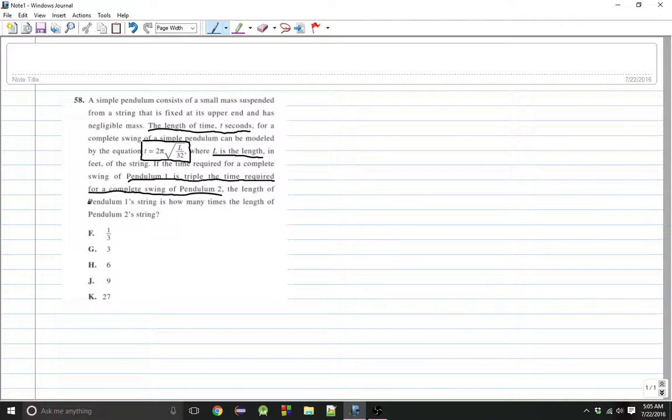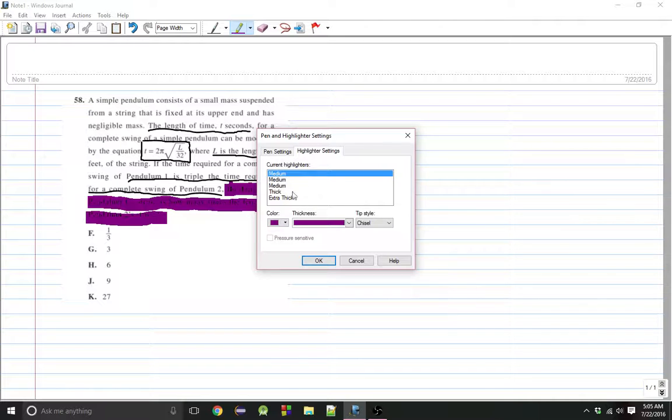And we got to remember what we're looking for. So let's highlight what we're looking for. The length of pendulum 1's string is how many times the length of pendulum 2's string. And I think we can make that a little easier to look at. Highlighter settings, yellow. Okay, that's not what I meant to do. The length of pendulum 1's string is how many times the length of pendulum 2's string. Okay.